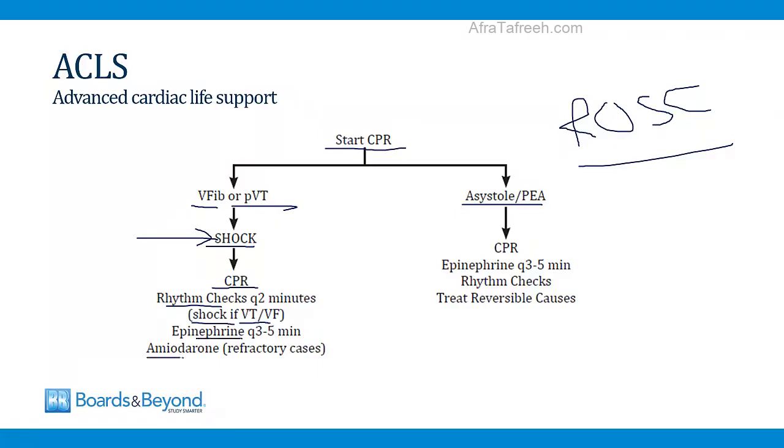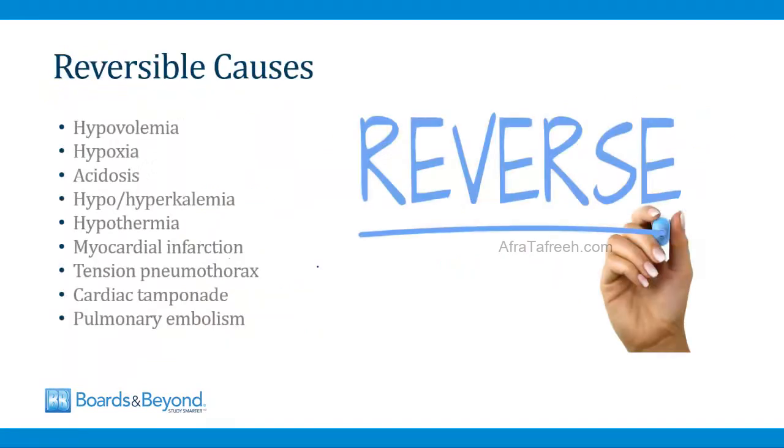And amiodarone is used in refractory cases to try and terminate the ventricular tachycardia or ventricular fibrillation. In contrast, if you have a patient with asystole, you don't deliver a shock, as we already said. You continue CPR, you can administer epinephrine every 3 to 5 minutes and do rhythm checks just like you do in patients with VFib or VT. And then beyond these things, the mainstay of treating asystole or PEA is to try and identify a reversible cause that you can stop to try and get the patient to have a return of spontaneous circulation. So shown on this slide are the reversible causes of cardiac arrest.